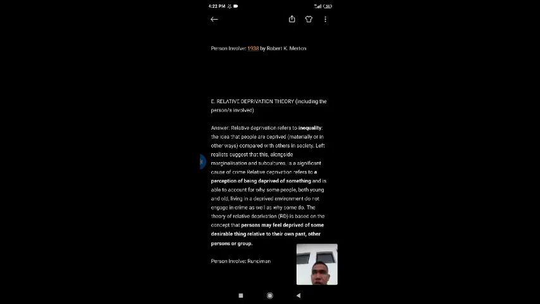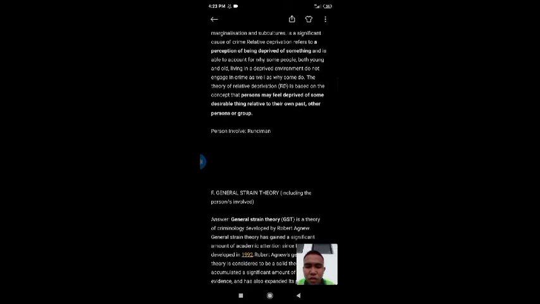So the letter E is relative deprivation theory. Relative deprivation theory refers to inequality, the idea that people are deprived compared with others in society. Left realists suggest that this, alongside marginalization and subculture, is a significant cause of crime. The person involved with this one is Jock Young.